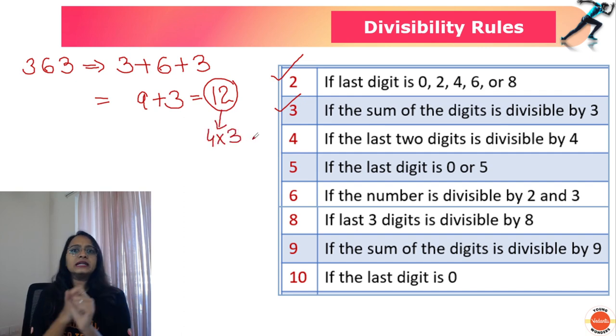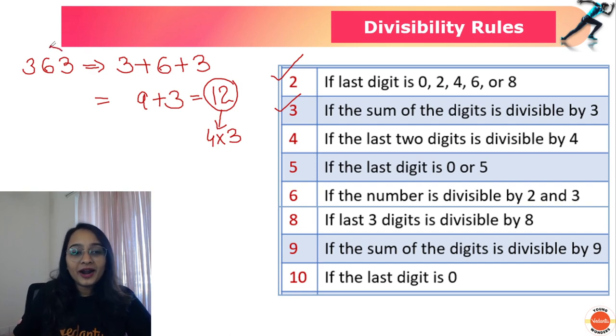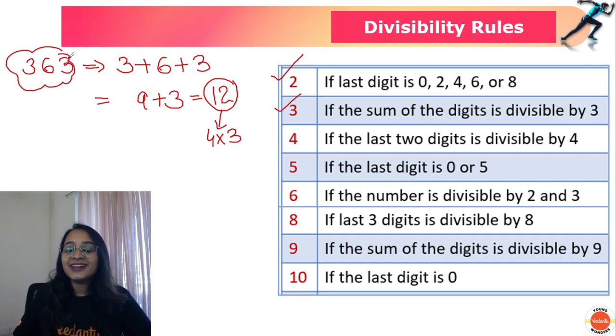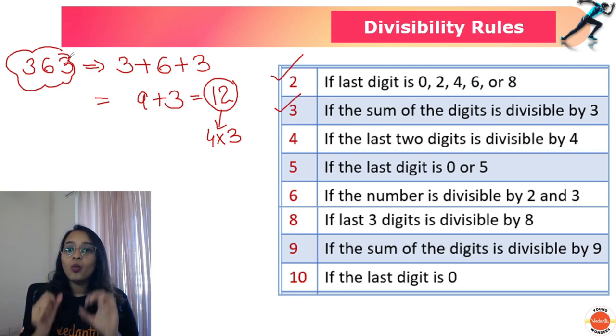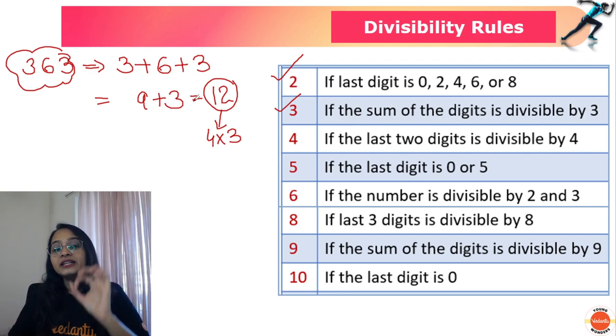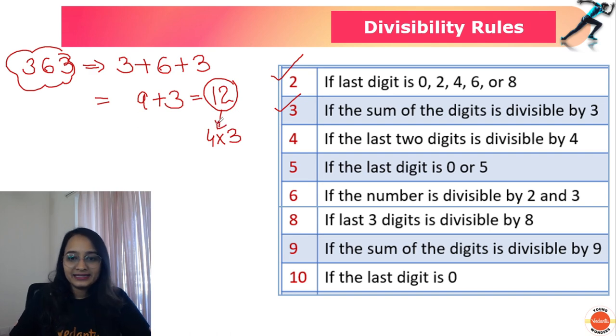It's completely divisible. So, ye jo bada number hai hamare paas, 363, wo bhi 3 ke saath divisible hai. Why? Because the sum of the digits is divisible by 3.